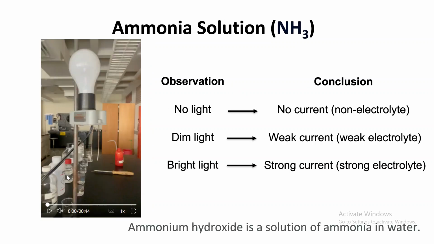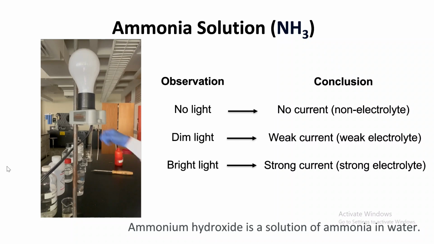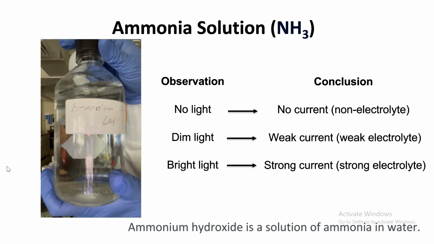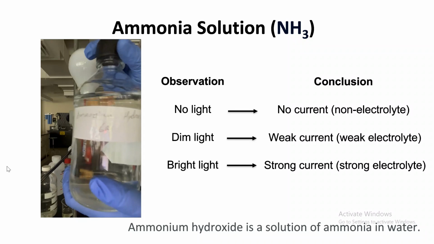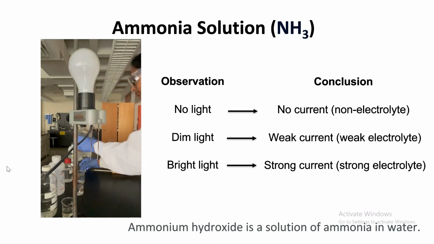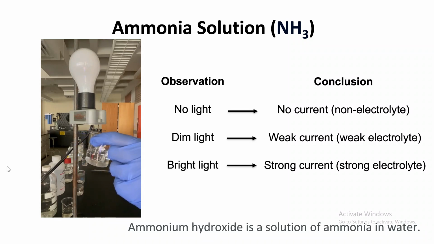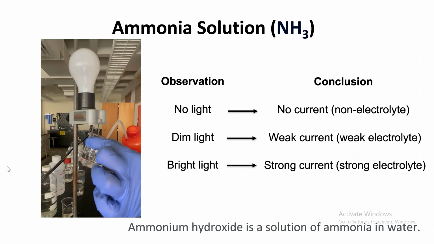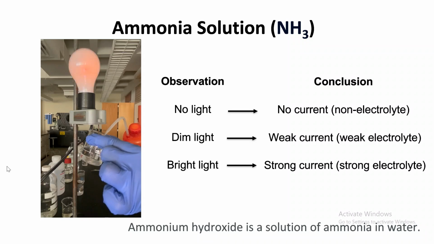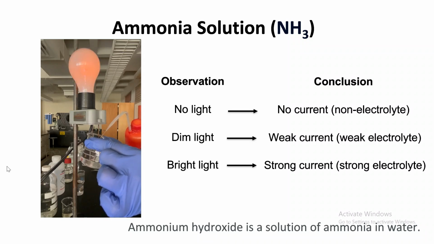All right, next up we have ammonia, which is a base. So how do we get ammonia? By mixing ammonium hydroxide. Ammonium hydroxide is a solution of ammonia in water. Look at that. Ammonia: there is no conductivity. But let's see by adding a little bit of water. Adding a little bit of water makes the light a little bit dim, just like the acetic acid.